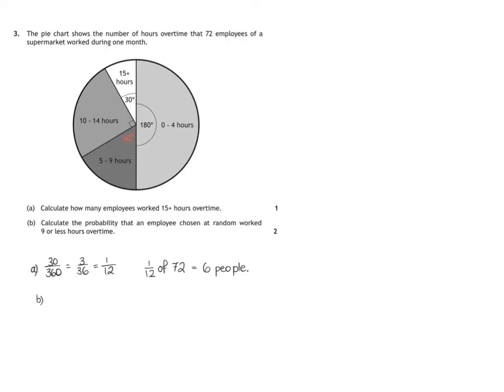So our probability of less than or equal to 9 hours is going to be equal to those two added together, so our 180 plus our 60 over our 360. So remember when we're doing probability, it's what we've been asked about over the total. So the total is 360 because it's still a circle. So then on the top, add them together, we get 240. On the bottom, we get 360.